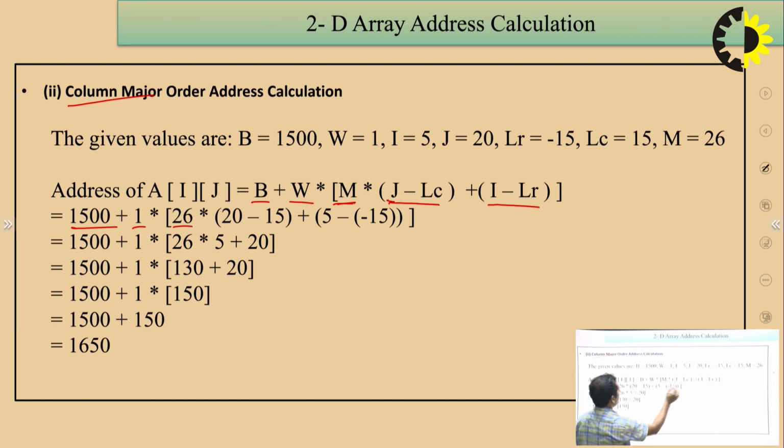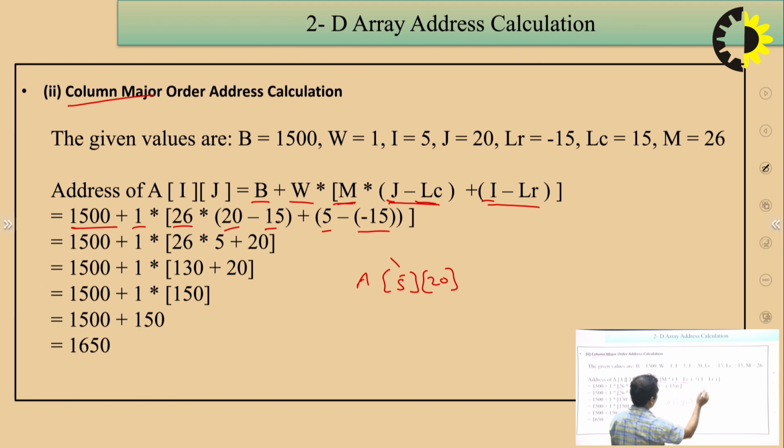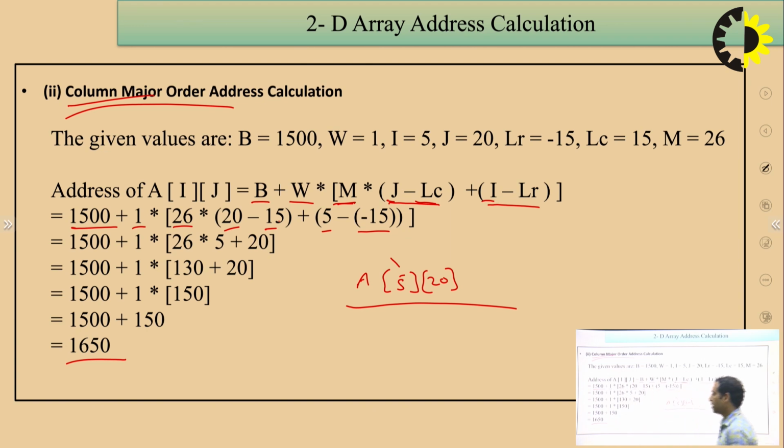Now this is J; we want to calculate the address of X[5][20]. So this is 20 minus the lower limit of the column, that is 15, and this is I, 5 minus the lower limit of the row, which is minus 15, and we have calculated this value. The final value is 1650. This is the final address of X[5][20] if we store the array in column-major order.